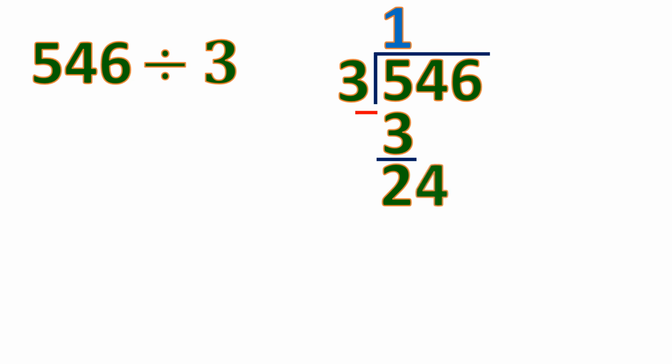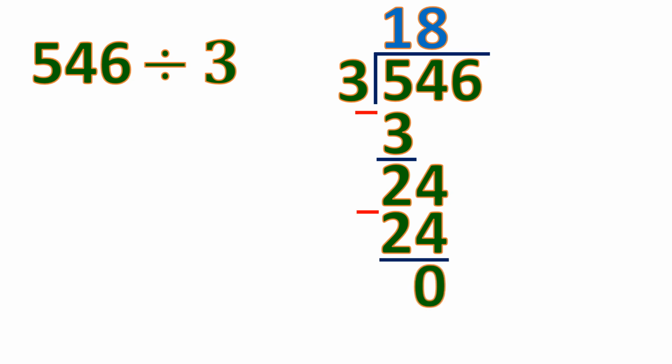Then we bring down 4. So again we will divide 24 by 3. So meaning we're going to find a number such that if you multiply it to 3, it will be exactly 24 or closest to 24, but not more than 24. So it will be 8 because 8 times 3 is exactly 24. And then subtract: 24 minus 24 is 0.